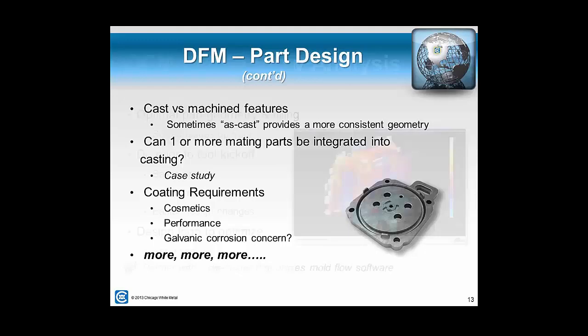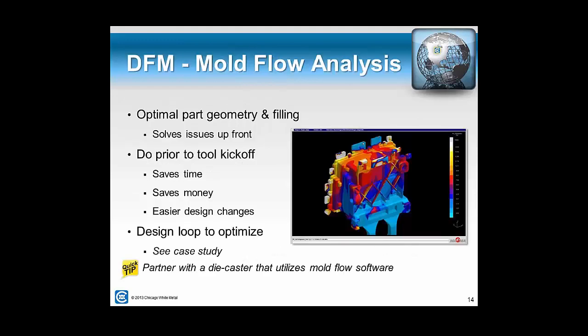So what's next? Now we've got the part design relatively close to what we think we're going to want. And so what we do next from a Chicago White Metal standpoint is we do a mold flow analysis on every new project that comes through our door. It is a fantastic tool that we've used for many, many years to try to finalize that design process and optimize it as best we can. And this also helps us to design our tooling.